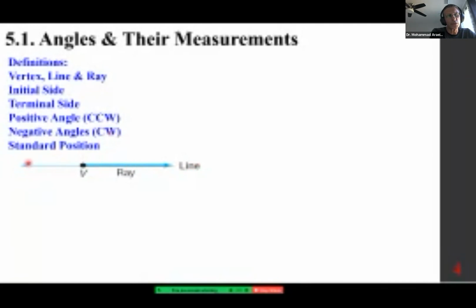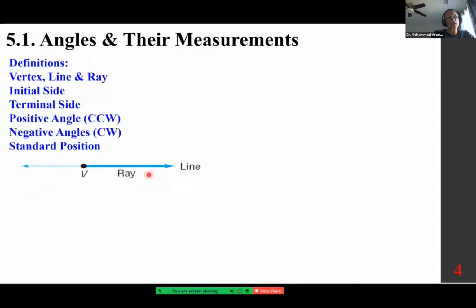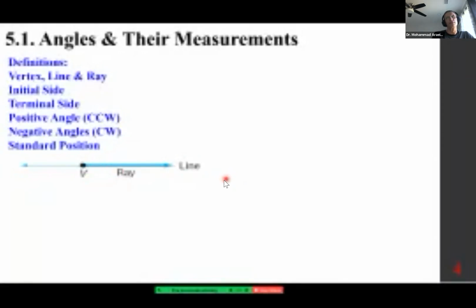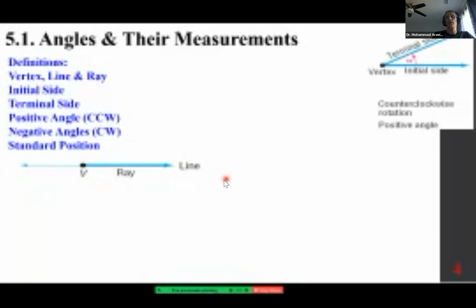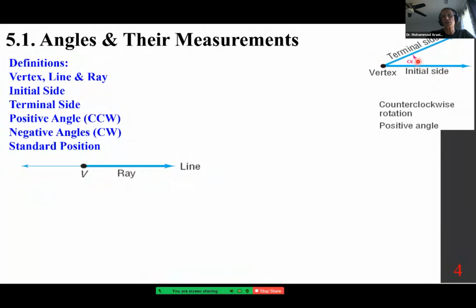This is a line which goes indefinitely on both sides. The thickness is considered to be 0. But half a line or half line, in essence, this point would be the vertex, and it's called a ray. So you have the initial side, and then you have the terminal side, and this is the angle that it makes. Because it's going counterclockwise, it's considered positive.